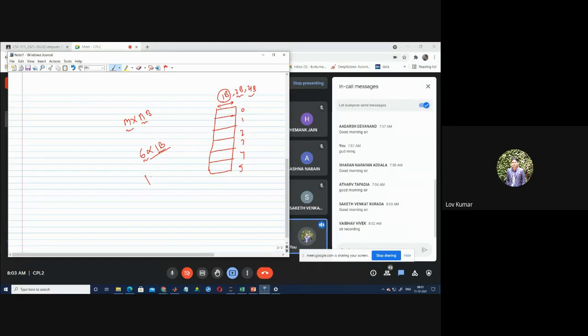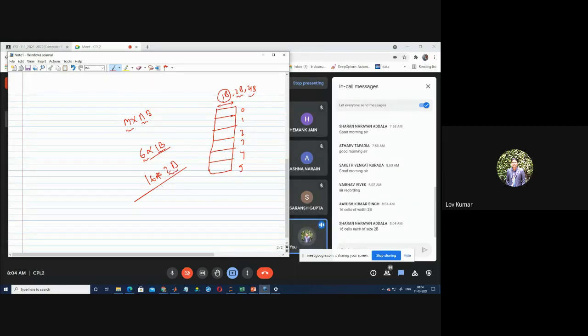Same like that, if you are writing 16 into 2 bytes, what do you mean by that? Anyone can tell me? You can use your chat box. So it means 16 cells, each of size 2 bytes: the total number of cells equals 16, and the size of each cell equals 2 bytes.